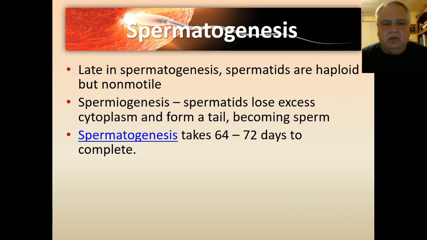So this entire process takes anywhere from 64 to 72 days to complete. That is to say, spermatogenesis, not just spermiogenesis, but the entire process. In other words, from the time that the spermatogonial cell divides to form the two daughter cells, and the daughter cells undergo meiotic divisions to form sperm cells, from the spermatogonial cell to the sperm cells, that's what takes about 64 to 72 days to complete.